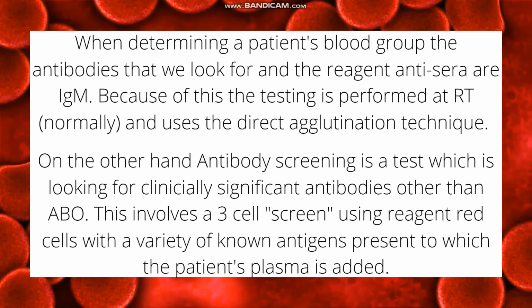So when we're determining a patient's blood group, the antibodies that we look for and the reagent antisera are IgM. And because of this, the testing is normally performed at room temperature. So we don't incubate at 37 degrees, we incubate at 25 degrees. And it uses the direct agglutination technique. On the other hand, antibody screening, which is what we do alongside the ABO grouping, is looking for clinically significant antibodies other than ABO. This involves a 3-cell screen using reagent red cells with a variety of known antigens present to which the patient's plasma is added.